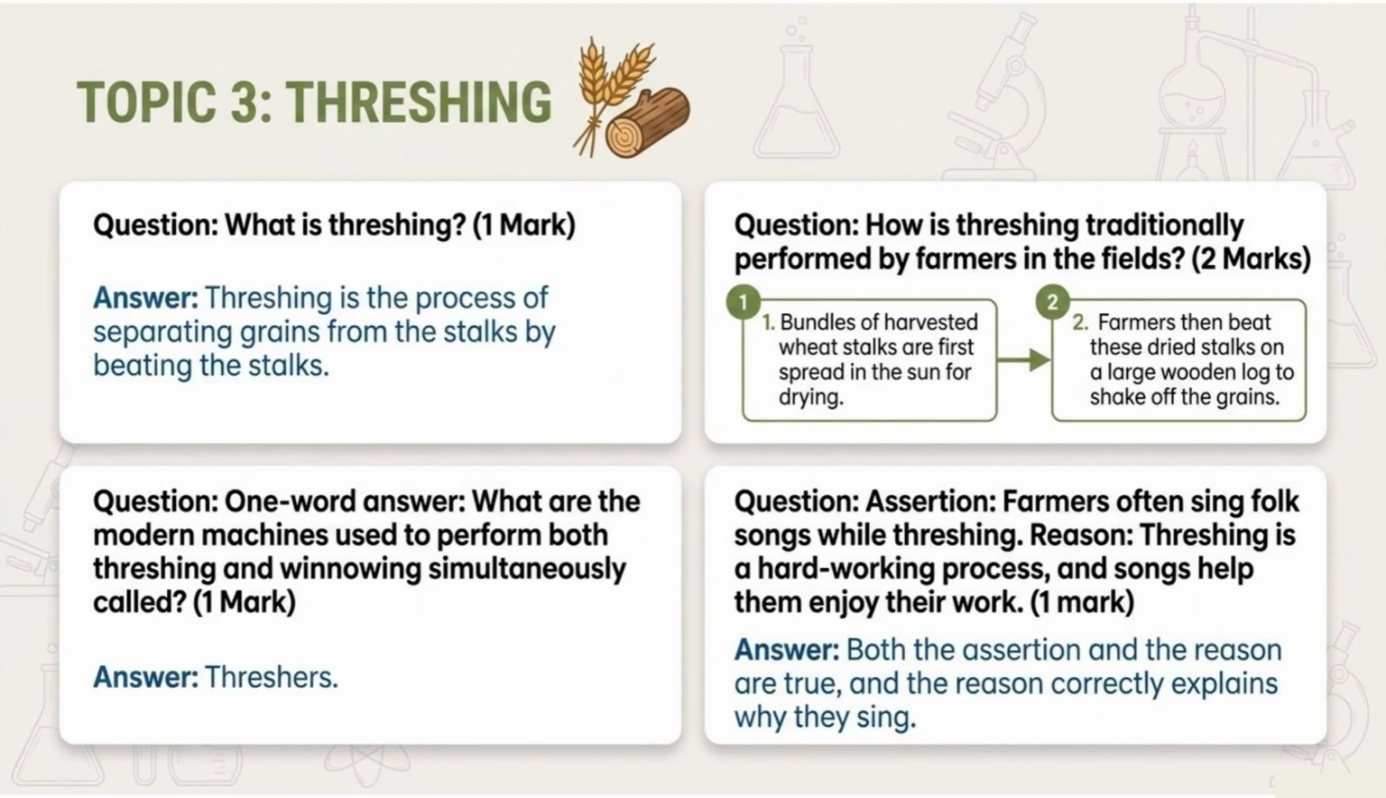Question, 1-word answer. What are the modern machines used to perform both threshing and winnowing simultaneously called? Answer, threshers. Question, assertion. Farmers often sing folk songs while threshing. Reason, threshing is a hard-working process and songs help them enjoy their work. 1 mark. Answer, both the assertion and the reason are true and the reason correctly explains why they sing.